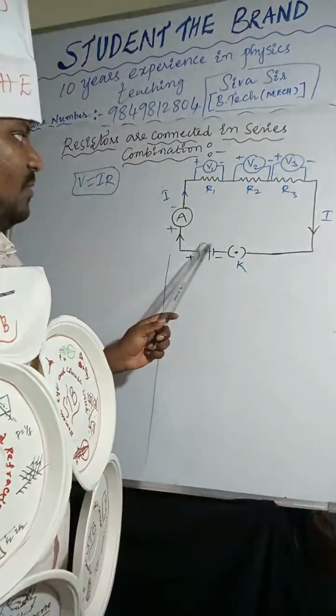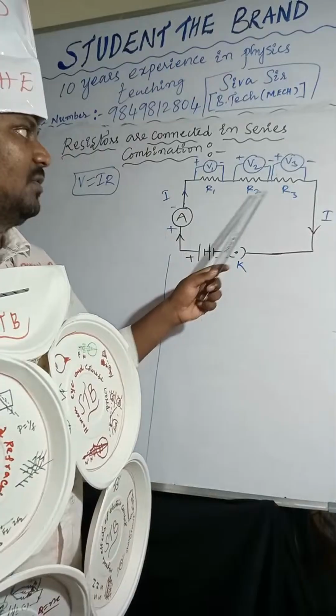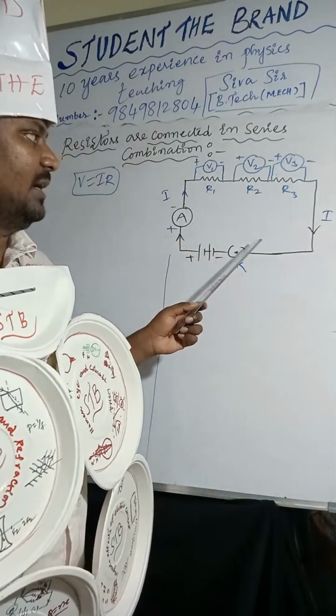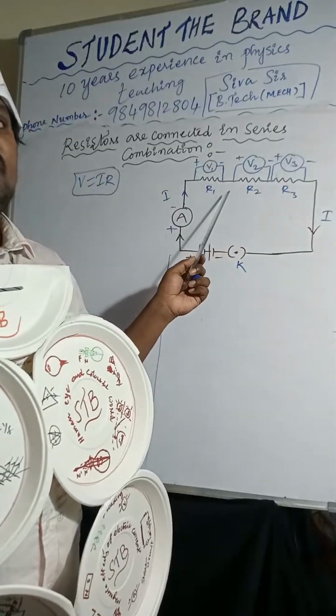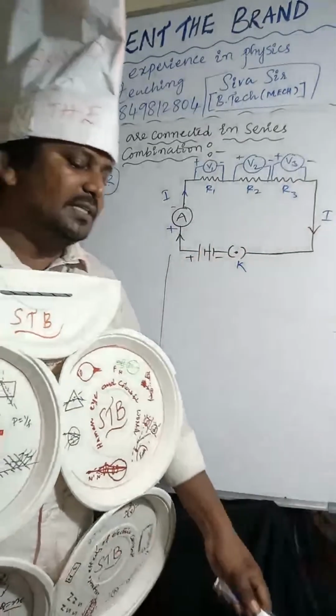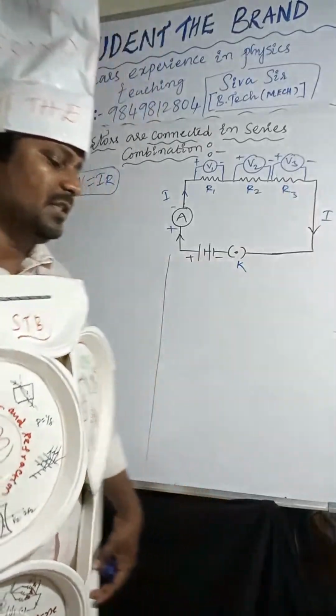Throughout R1, R2, R3, the current is the same, but the potential differences V1, V2, V3 are different because the resistances R1, R2, R3 are different. So if resistances are different, then automatically the potential difference will be different.